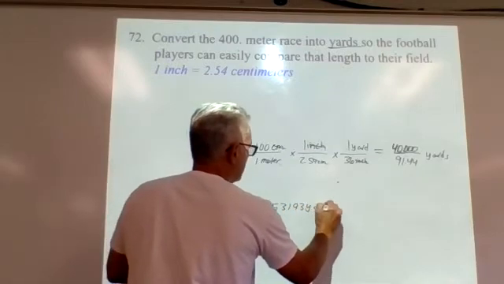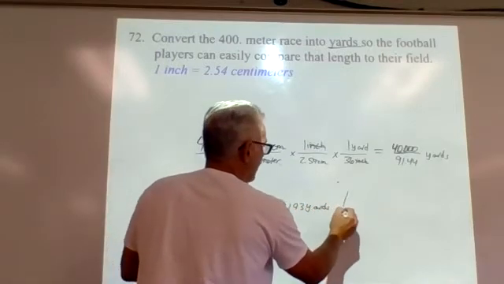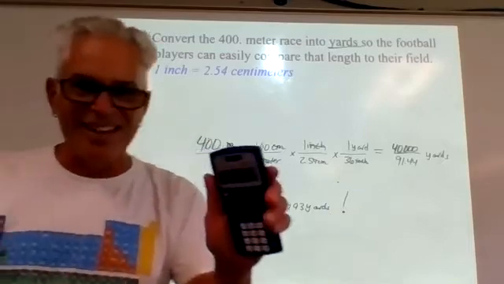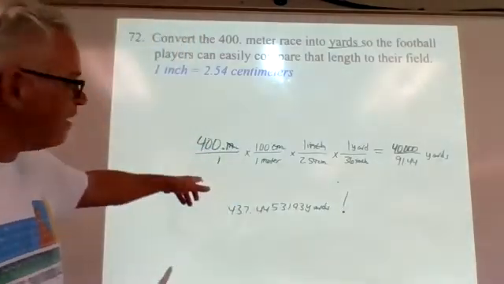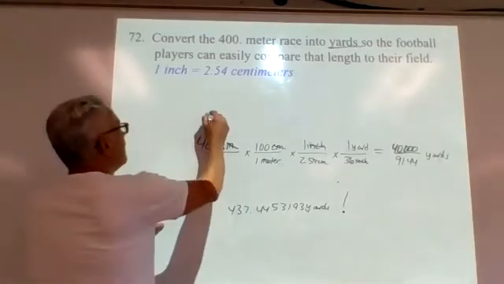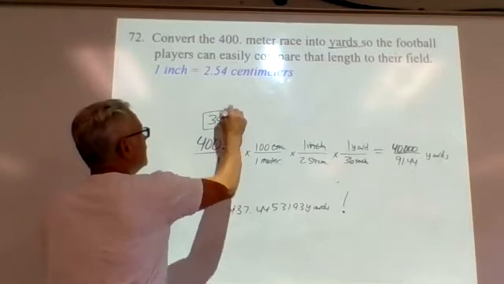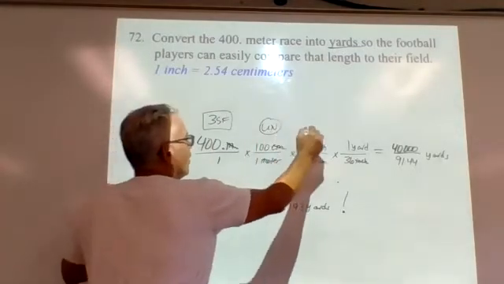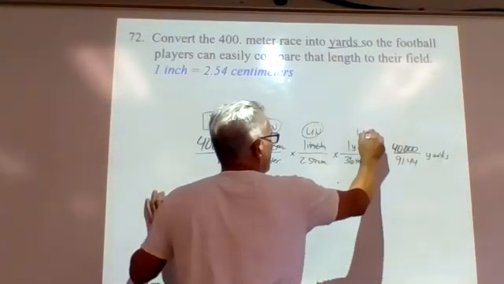437.4453193 yards! Holy cow. My calculator is really good. Do you think that's exactly correct? How the heck do we know? How many significant figures are here? 3 significant figures. This is unlimited, unlimited, unlimited.